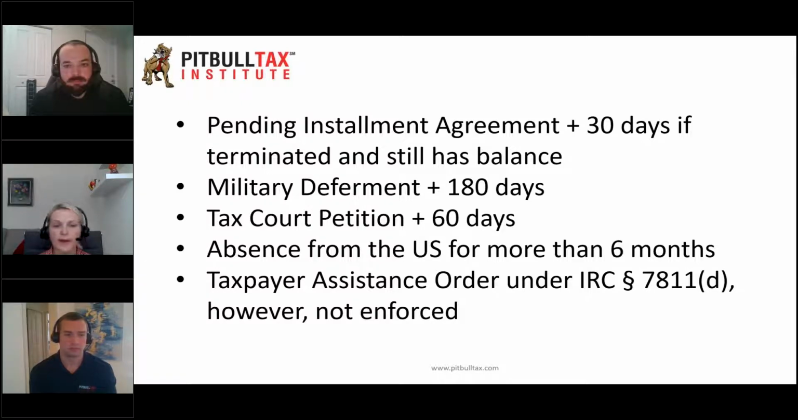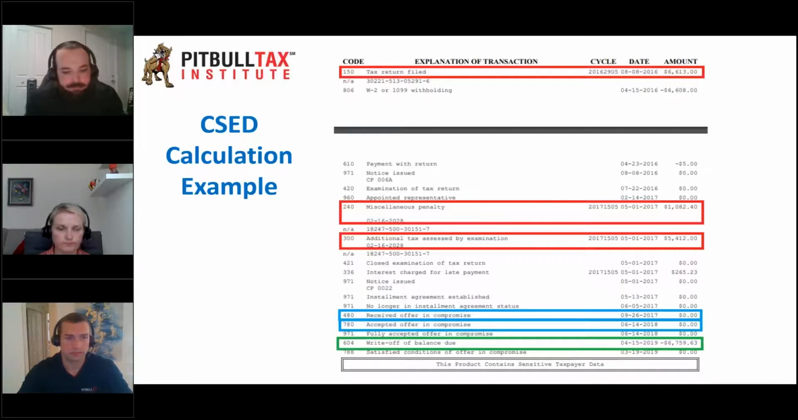And finally, a Taxpayer Assistance Order, our Form 911 filings under IRC 7811(d), tolls the statute. However, IRS does not enforce it. So in all Pitbull Tax calculations, Taxpayer Assistance Orders don't toll the statute.